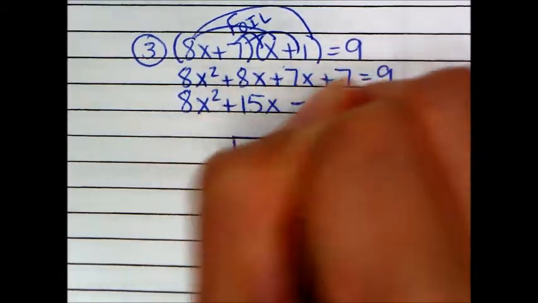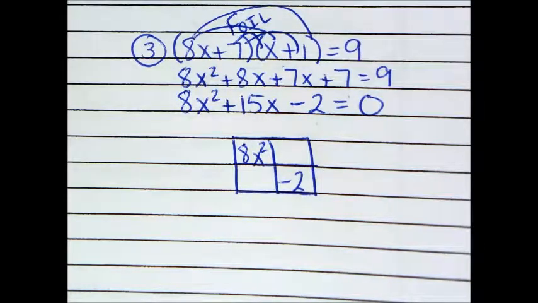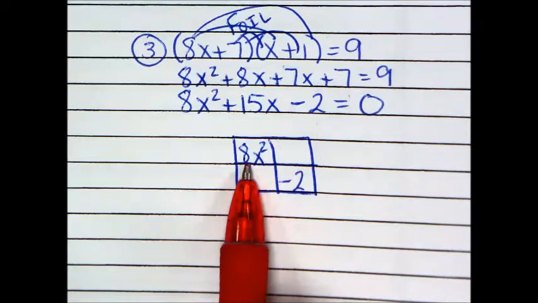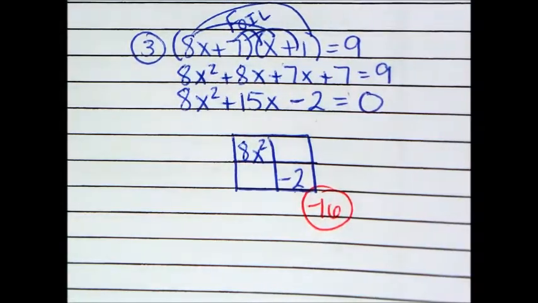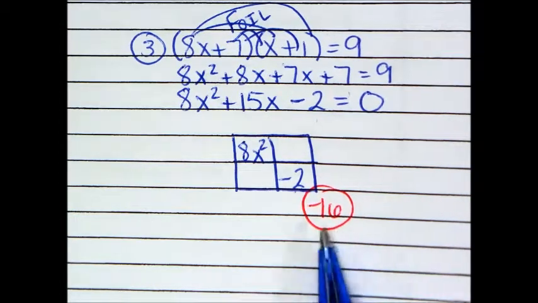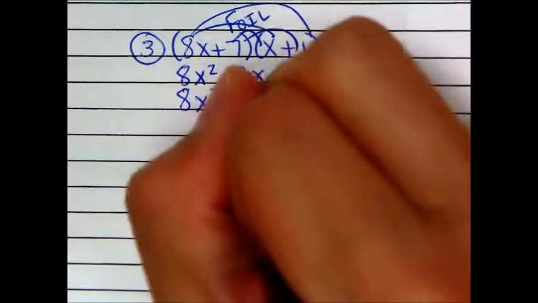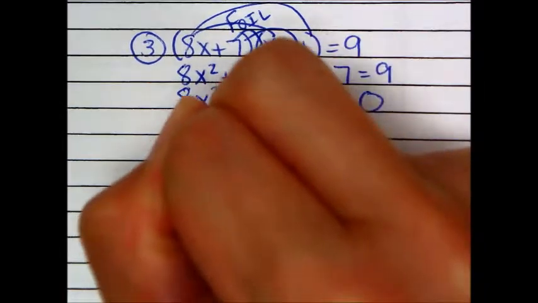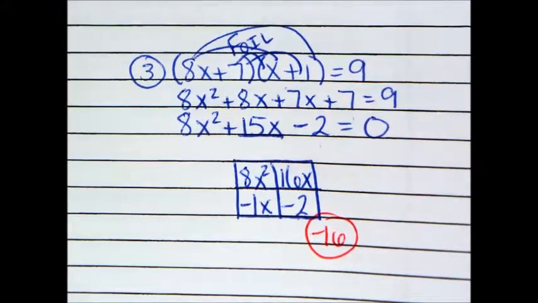Inside the box, 8x squared goes in the top left, and negative 2 goes in the bottom right. If there's a number in front of x squared, you do a times c, which is negative 16, and that's your new target number. You need numbers that will multiply to negative 16 and add to 15. So that needs to be a positive 16 and a negative 1. 16 times negative 1 would be negative 16, and it would add to 15.